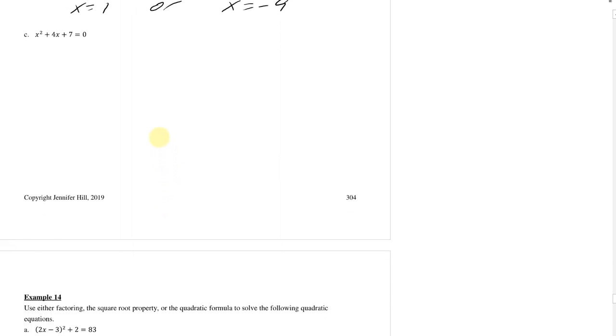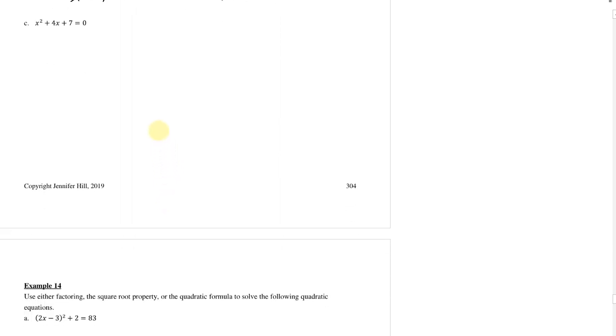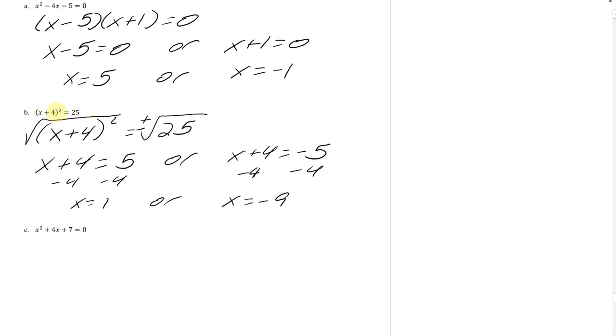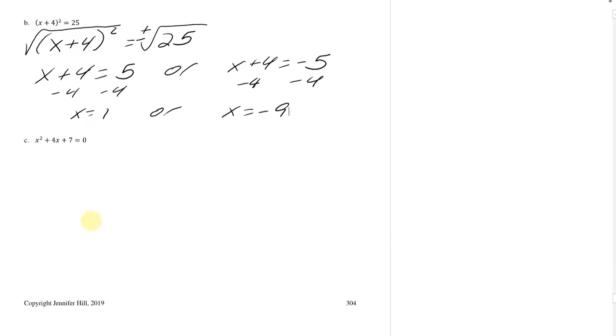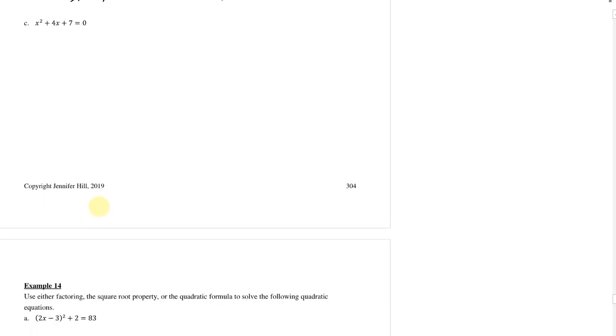Okay, so now for this last one. This last one is an example of the quadratic formula. So take a look at this. If I try to factor this, what do things multiply to 7 but add to 4? Nothing, right? And this doesn't look like the square root property in that it's not like this, right? Where it's one singular thing being squared. So the quadratic formula is something that you want to use as kind of a last-ditch effort, when you can't factor, and you can't use the square root property.